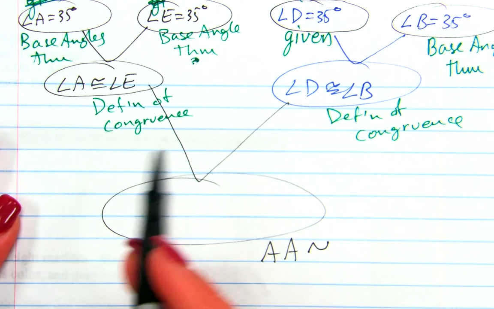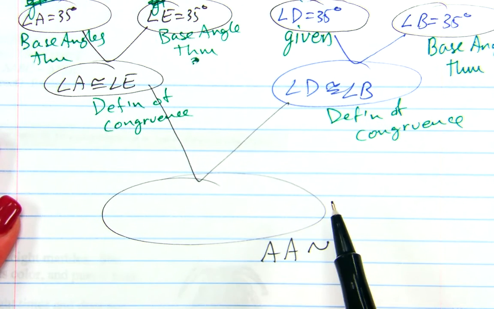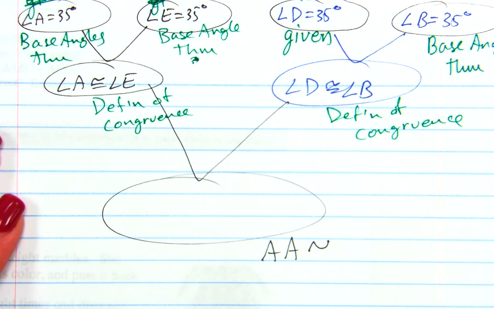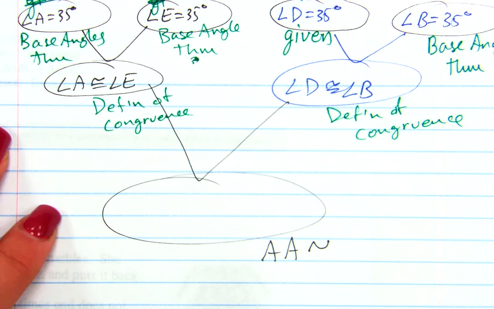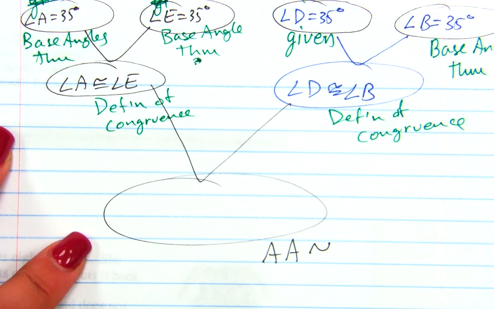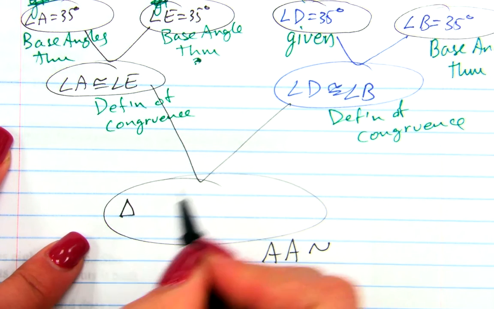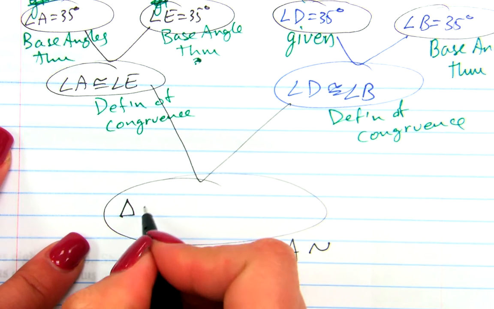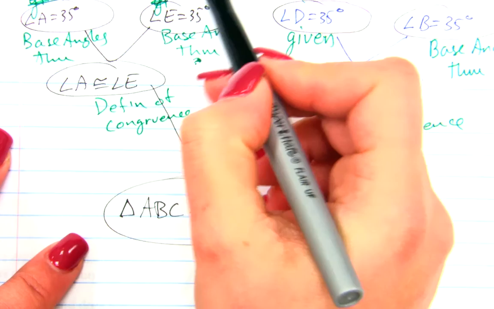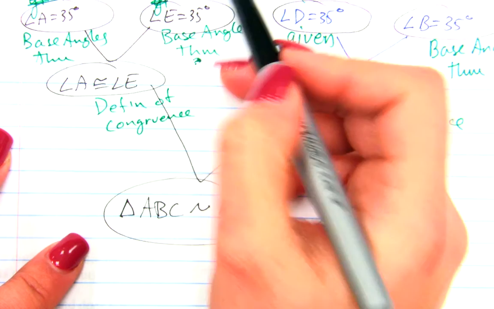That was one of the ones we said: if you can show at least two of the angles are congruent, then the third angle, by no choice, I should say, is going to also be the same. So we only really need to show two to be sufficient. So what did we need to show? Triangle ABC is going to be similar to triangle EDC.